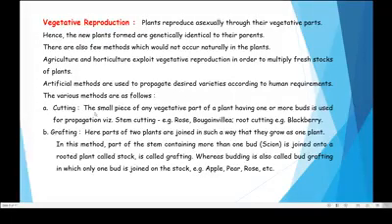Cutting: a small piece of any vegetative part of a plant having one or more buds is used for propagation. That means you can use a stem, a root, or a leaf in the method of cutting. You can use a part of a stem or a part of a root or a leaf, and you can sow it in the soil. Then afterward you may find that using that particular part, it develops into a new plant.